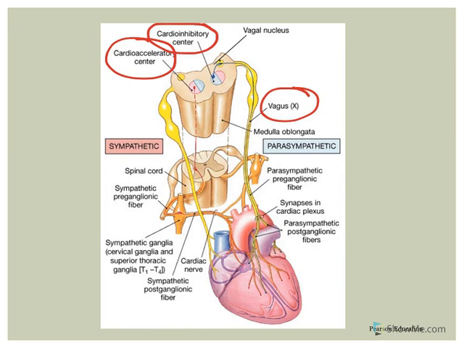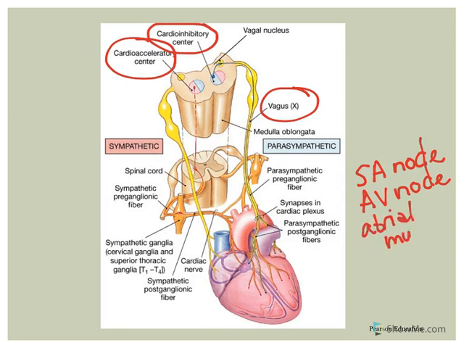And predominantly you have innervation to the SA node, the AV node, and atrial muscle. You do not have innervation by the vagus to the ventricular muscle. So that's an important thing to remember: if something innervates portions of the cardiac conduction system, like you see here, somehow it'll affect heart rate.